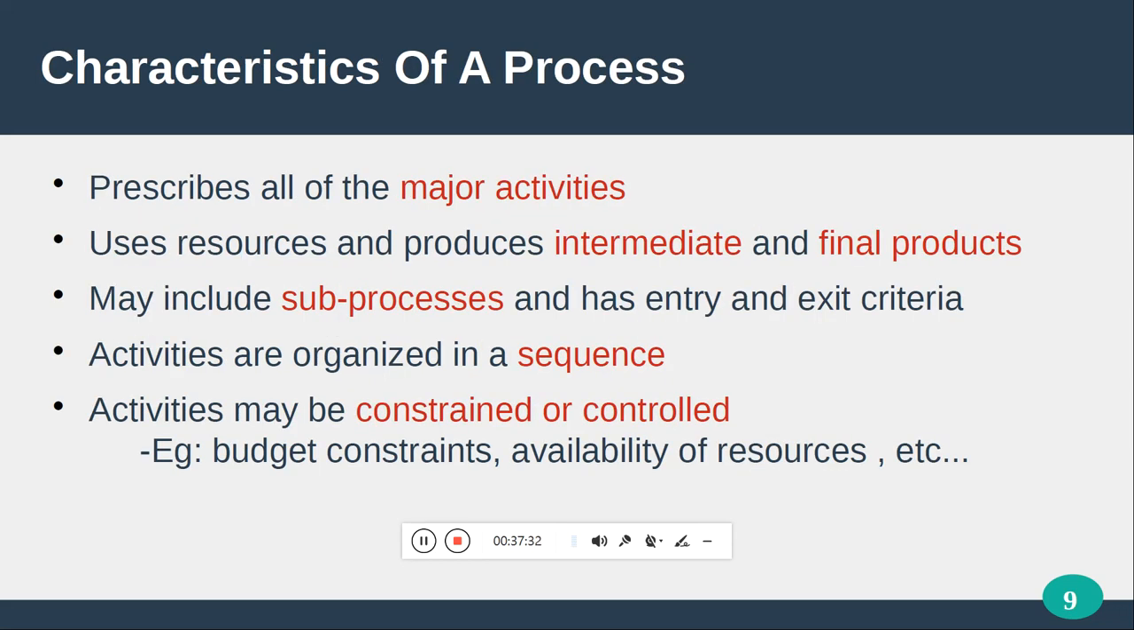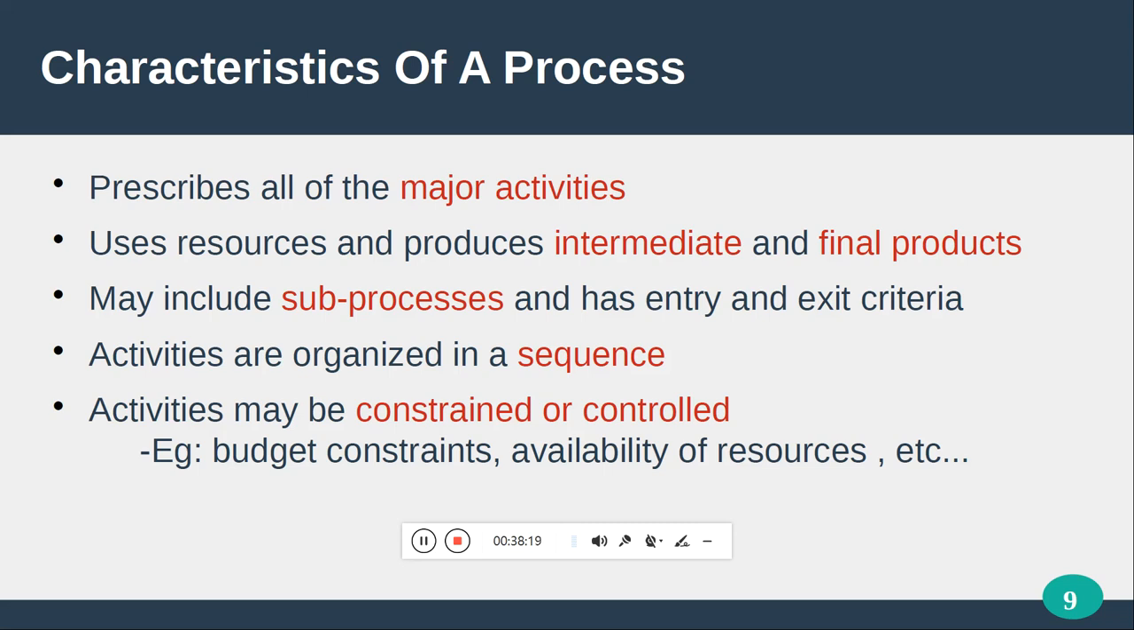The characteristic of the process is that it prescribes all of the major activities, and we use resources to produce the intermediate and final products. It may include some sub processes, and has entry and exit criteria, and the activities are organized in a sequence. Activities may be constrained or controlled by the budget, the availability of resources, and so forth.